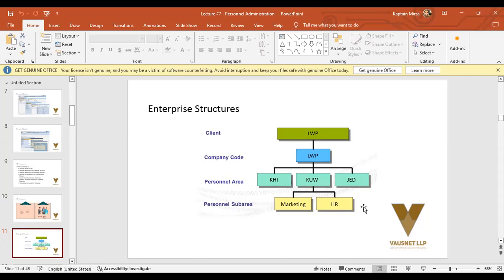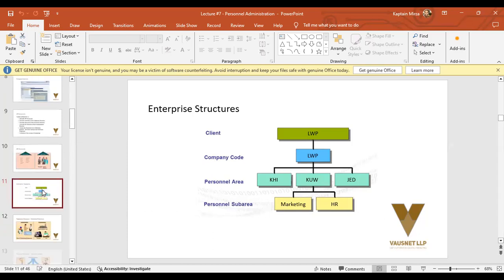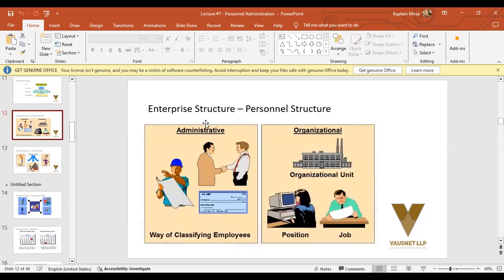Those sub areas can be factory, can be marketing, depending on your customer's requirement. Enterprise structure and personal structure. Okay. In administrative structures, of course, you define how you want to segment the employees. Those can be factory workers or engineers, and the other can be management side or people from the departments. Okay, of course, administrative will have to oversee their payment plans.